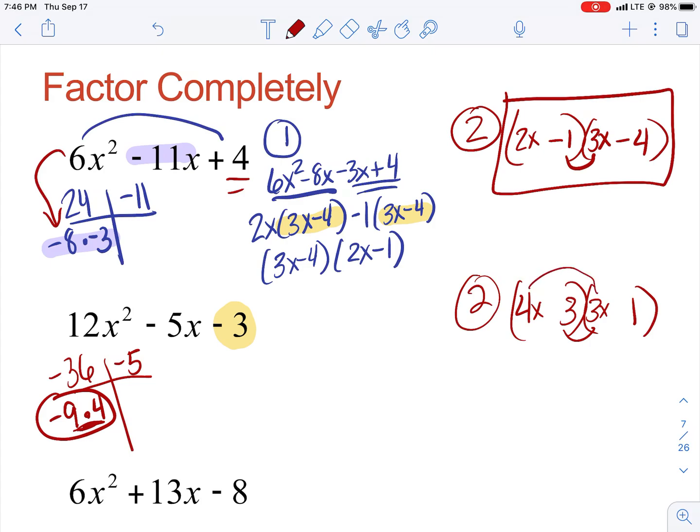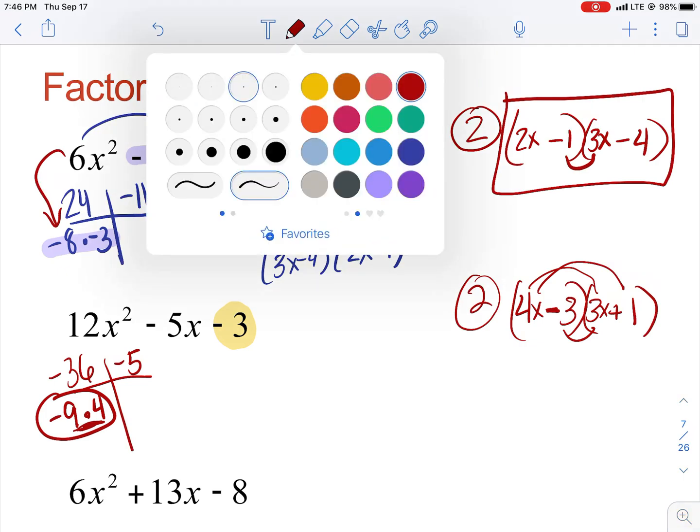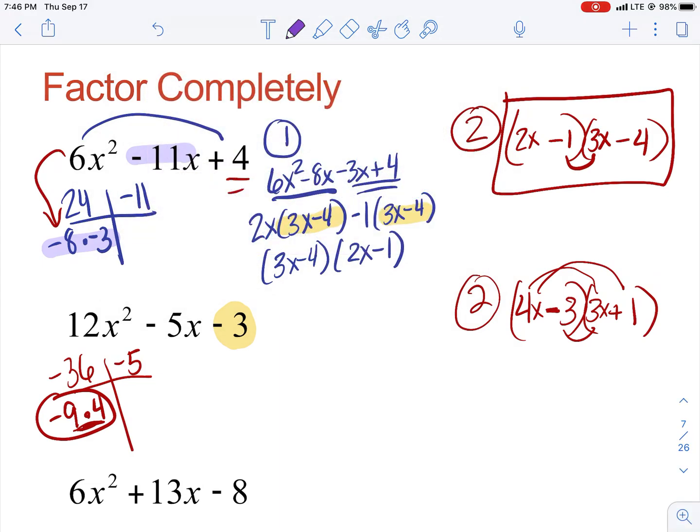Now I've got to figure out signs. I need the 9 negative and the 4 positive. So I would have a positive 4. This is just a puzzle. I just kind of undid the pieces. I don't care if you ever factor by guessing. It doesn't matter, but it is a method that a lot of you have been taught.